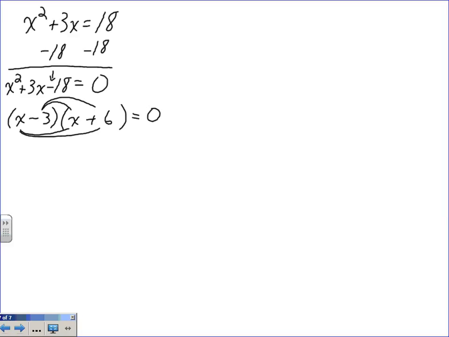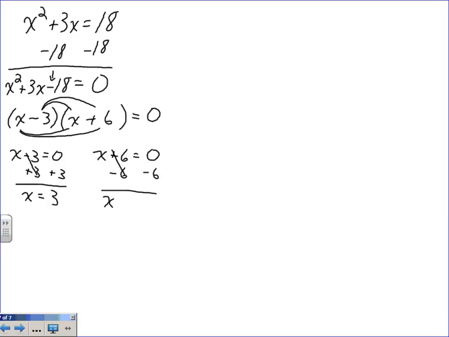Now I solve those equations. Either x minus 3 equals 0, or x plus 6 equals 0. And some of you guys have got the hang of it already. We're going to add 3 to both sides. X is equal to 3. On the other side, I'm going to subtract 6. X equals negative 6. Like I said, sometimes both will be positive, sometimes both negative. Sometimes we're going to have one of each.